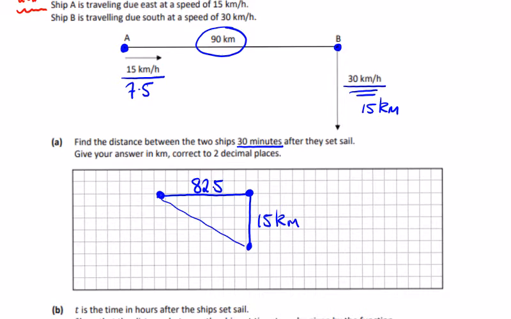So the distance between them, here's A, here's B. It is a Pythagoras question. Can you believe it? I believe it's our higher level. 82.5 squared plus 15 squared, which is equal to 83.8525. So 83.85, 2 decimals, 85 kilometers.